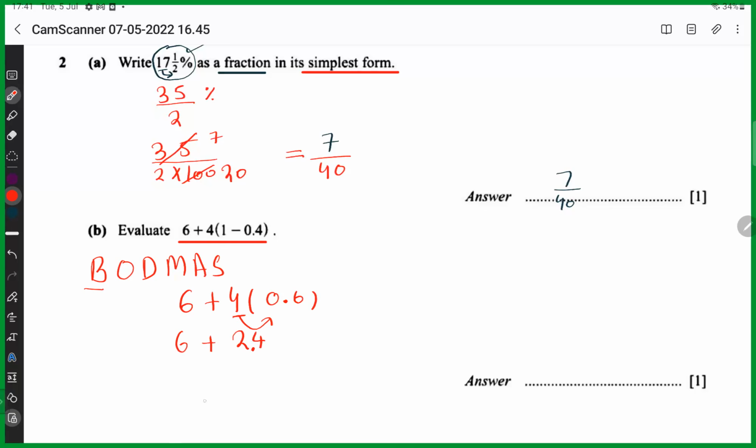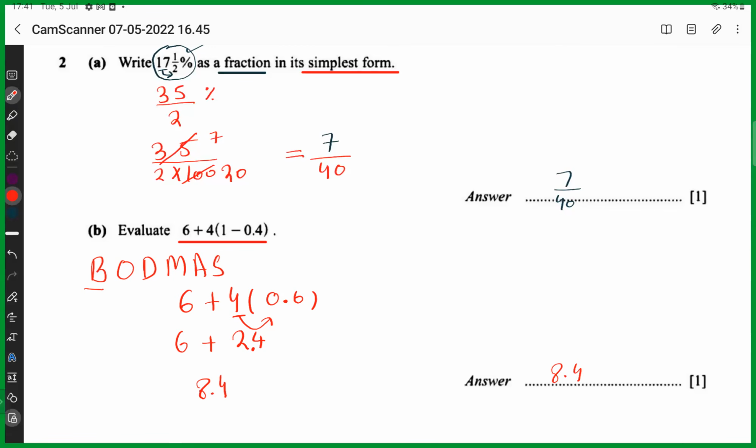Please keep your mics muted. It is going to be 8.4. So the answer would be 8.4. Yes, that is the correct answer.